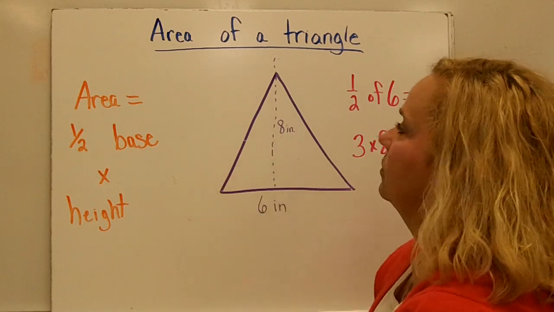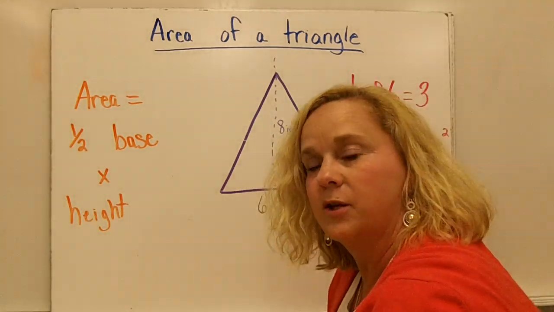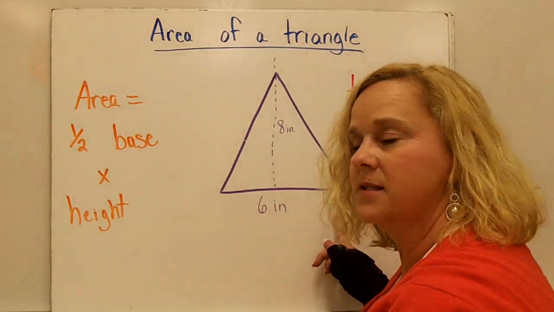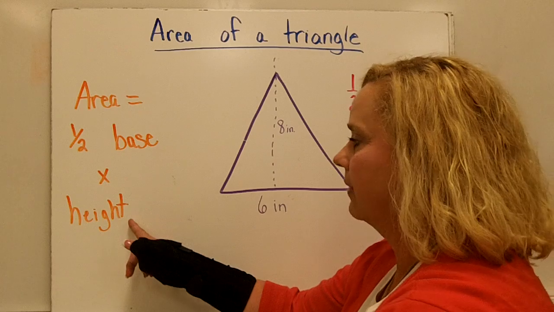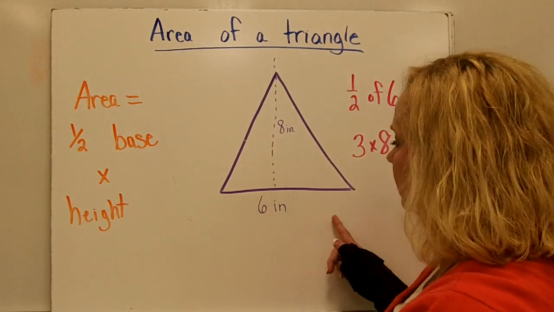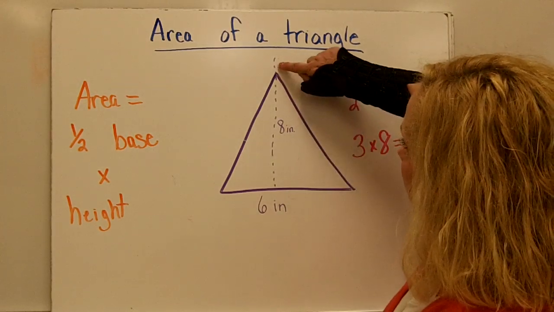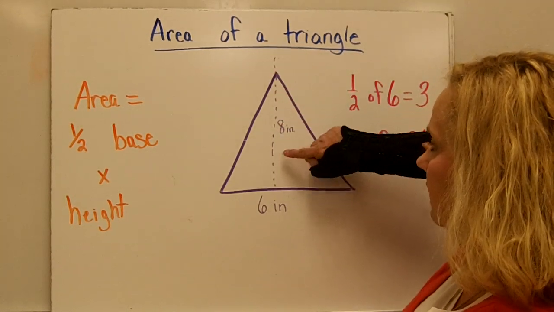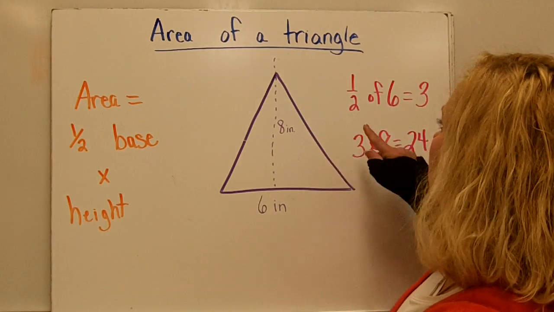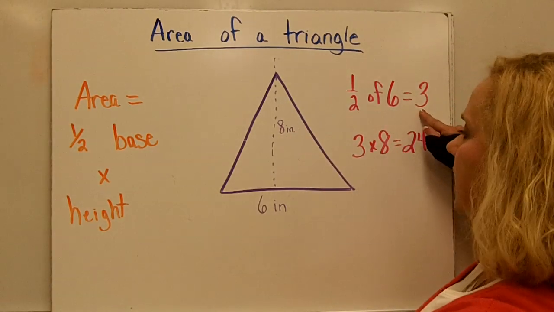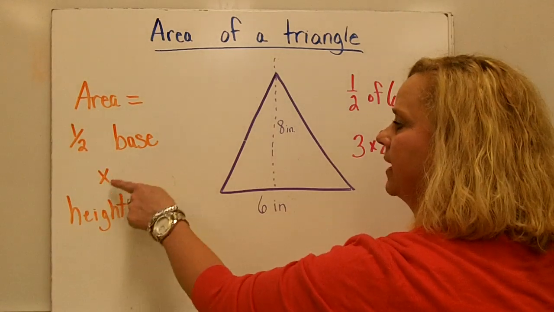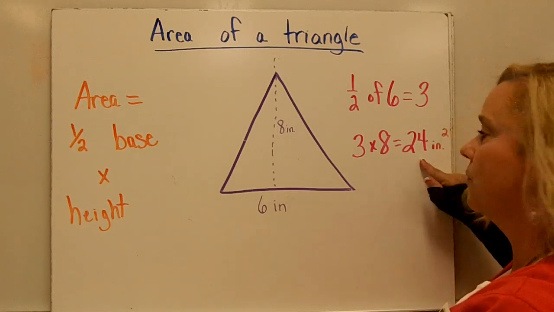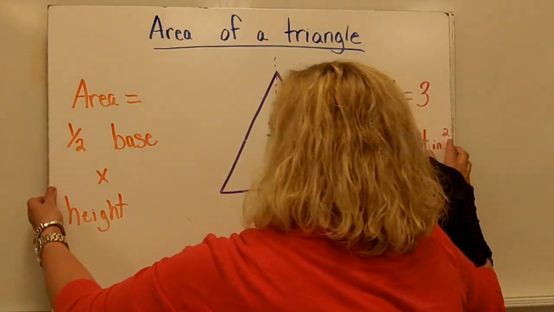Area of a triangle. The way that you find the area of a triangle is just a little bit different, because you're going to have to take half the distance of the base and then multiply it by the height. So you can tell here that my base is 6 inches, and the height, the way I measure this, is from the top of the triangle straight down to the base, and that measures 8 inches. So half of 6 equals 3, and I've got to have half of the base times the height. So 3 times 8 equals 24 cubic inches.